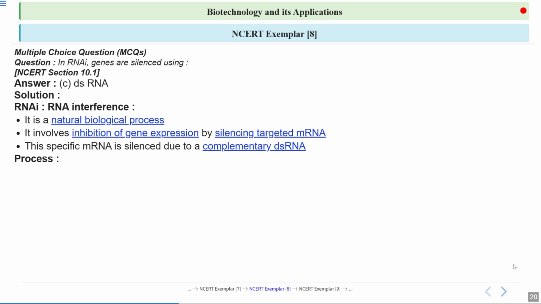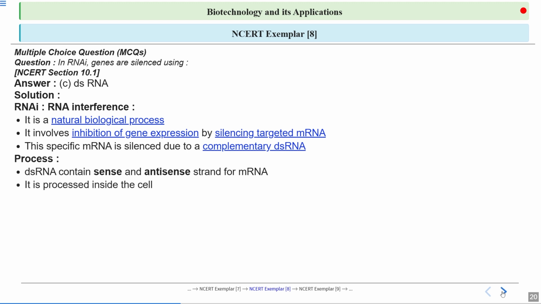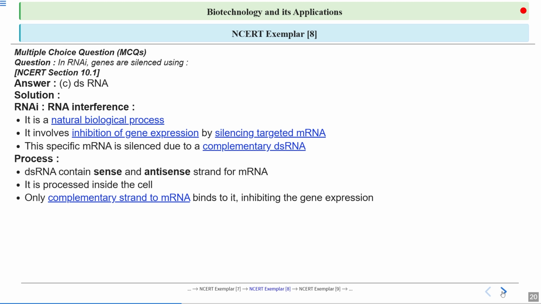In this RNAi process, the double-stranded RNA contains a sense and antisense strand for the mRNA. It goes inside the cells, and only the strand complementary to the mRNA binds to it, inhibiting the gene expression. So the double-stranded RNA, whose strand is complementary to the mRNA, goes and binds to it, and thus it inhibits the gene expression.